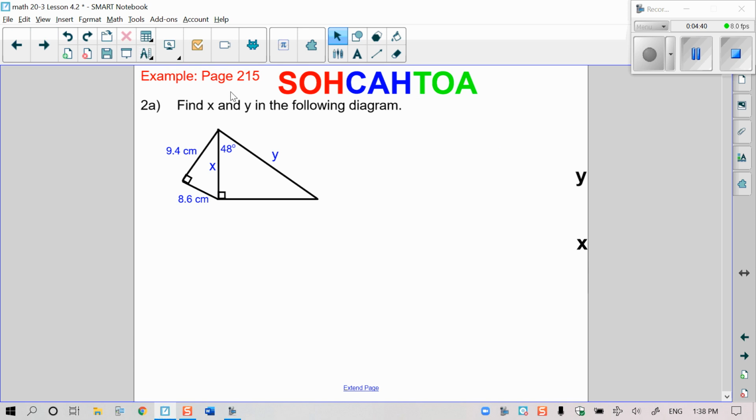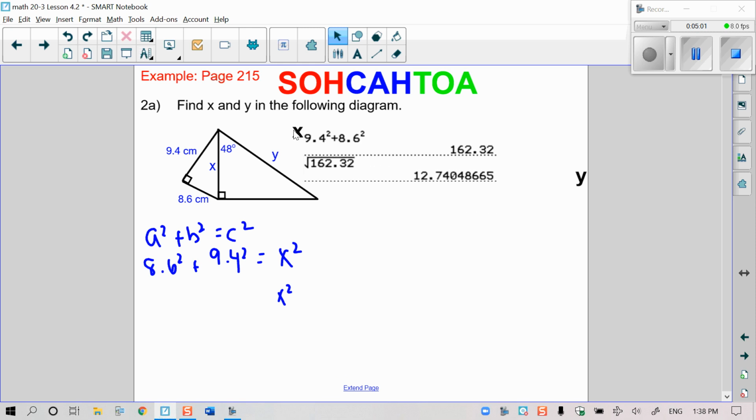I want to find x and y in this diagram. So looking at x, I have three sides of a triangle. I can just use Pythagorean Theorem. A squared plus b squared equals c squared. So again, it doesn't matter which one is a or b. Just know that c is x squared. So x squared is going to equal 8.6 squared plus 9.4 squared. So this is what x squared equals.